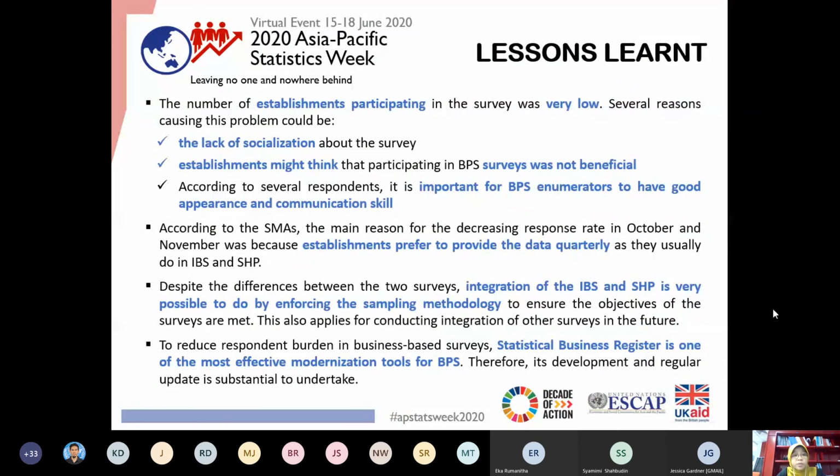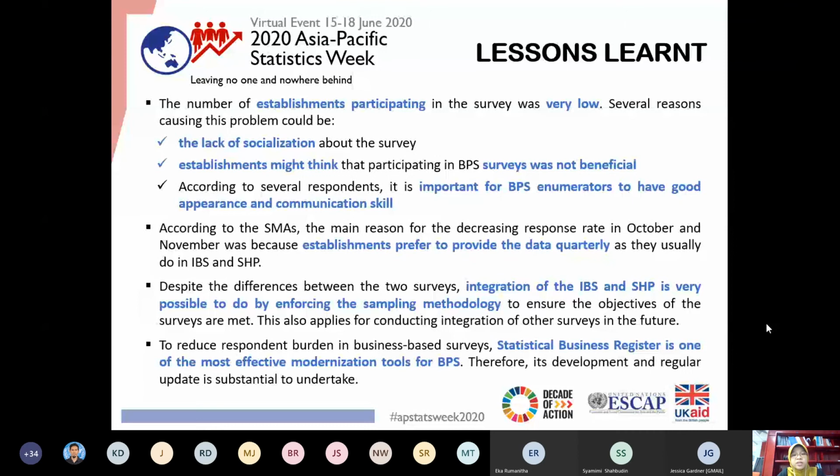And from the pilot study, we learned several things. First is regarding the low response rate. Sufficient socialization about a survey is required to build awareness of the potential respondents. We also need to build engagement with respondents so that they become well informed about the benefits of participating in BPS surveys. From the side of enumerators, we found that it is important for the enumerators to have good appearance and communication skills to meet the respondents.